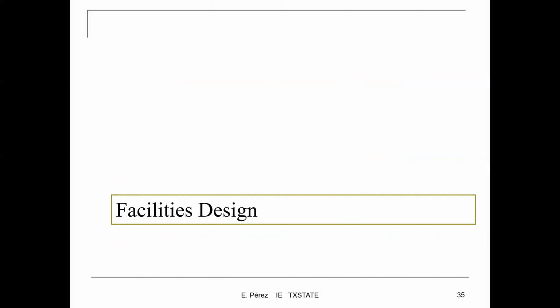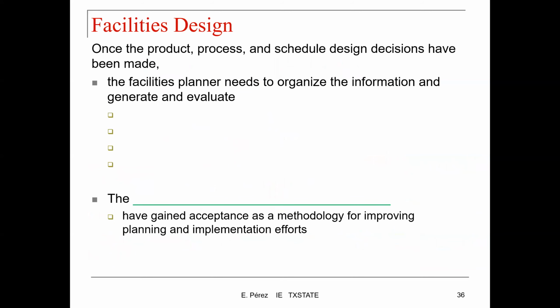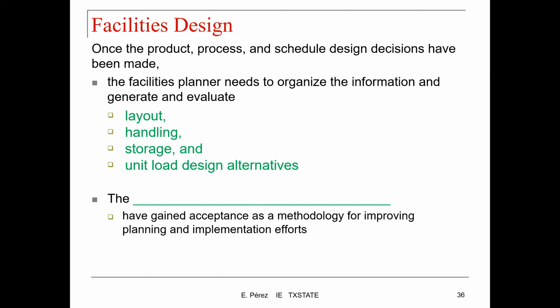Okay, so next we have the next topic, which is facilities design. And in this topic, we are going to see how the product, process and schedule designs are used to guide the decisions for the design of a facility. So once the product, process and schedule design decisions have been made, the facilities planner needs to organize the information and generate and evaluate the layout, handling of the product, the storage, and the unit load design alternatives.